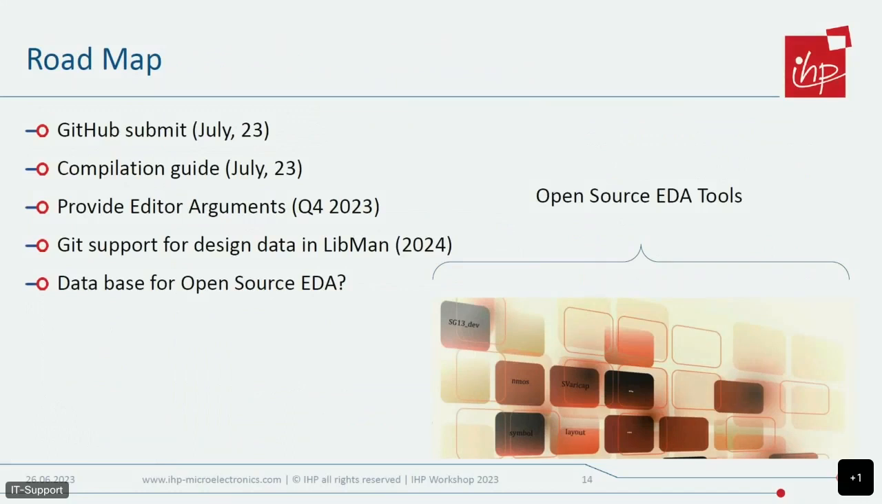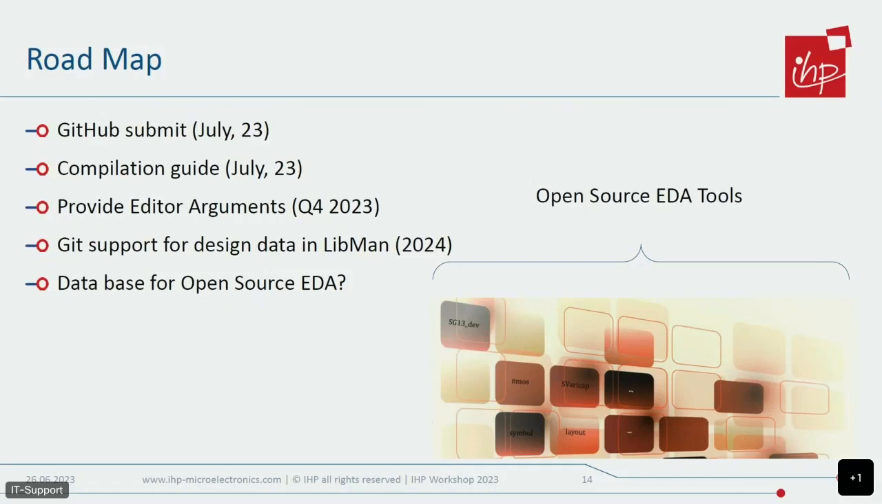So this is what I'm going to do in the near future. As I mentioned, the GitHub submission will happen right after the workshop. I also have to provide the compilation guide, which will be part of the submission. Then I will provide editor arguments for convenient use. Instead of scripts, it will be possible to provide the arguments in a graphical way. Later on, I would like to also add version control based on Git. As we deal with GitHub clearly, I will implement Git. And then it would also be possible to submit design data to the GitHub project automatically.